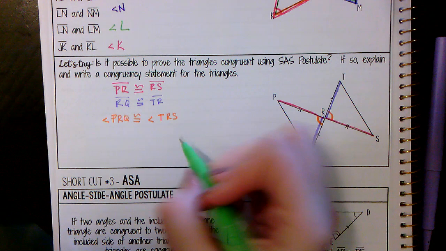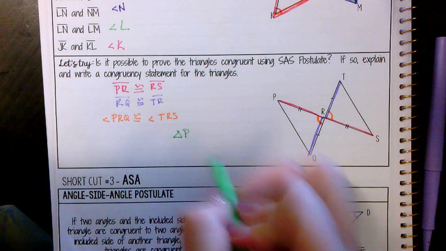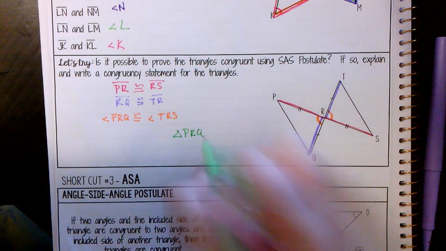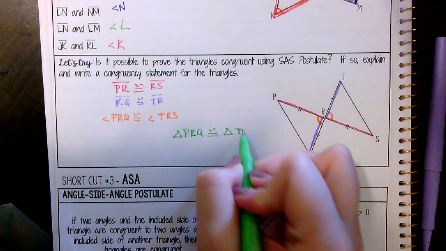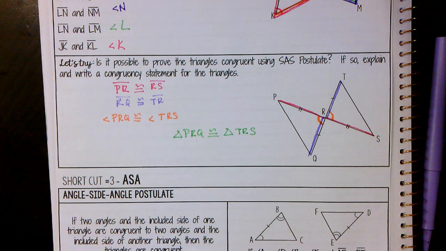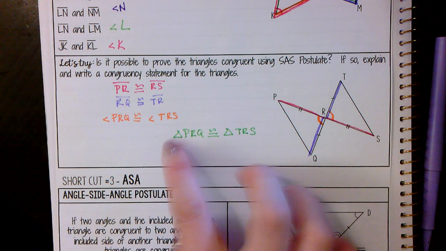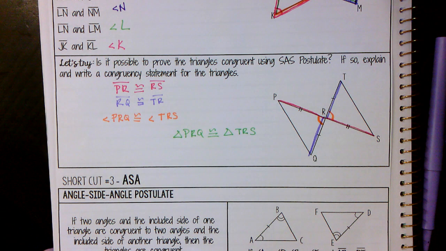So we could say triangle PRQ is congruent to triangle TRS. And all of these notations, abbreviations, the way that we're writing this is all very important as we go through math. So the way that we wrote functions was important. The way that we wrote sequences was important. The way that we notated when we were doing transformations was important. And now the way that we notate congruencies is very important as well.